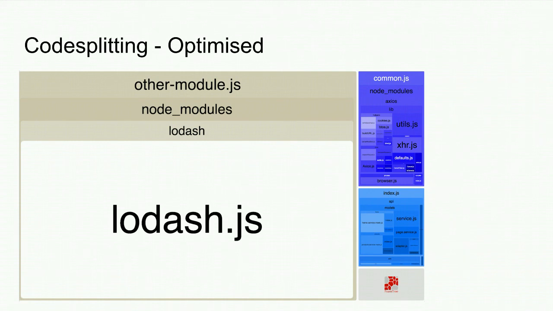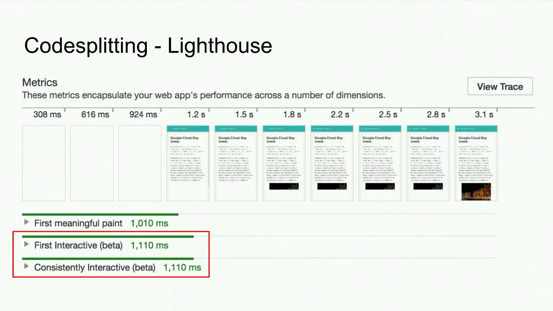The resultant Webpack bundle analyzer would be something like this, where we've got our module, other-module.js, including Lodash, as that is one of its dependencies, whilst the homepage did not require Lodash. On the right, you will see the common.js, which includes the Axios library, because this was being used by both other-module and index.js. And finally, this little blue section in the bottom right, that is the index.js, which is the code which will download on our homepage.